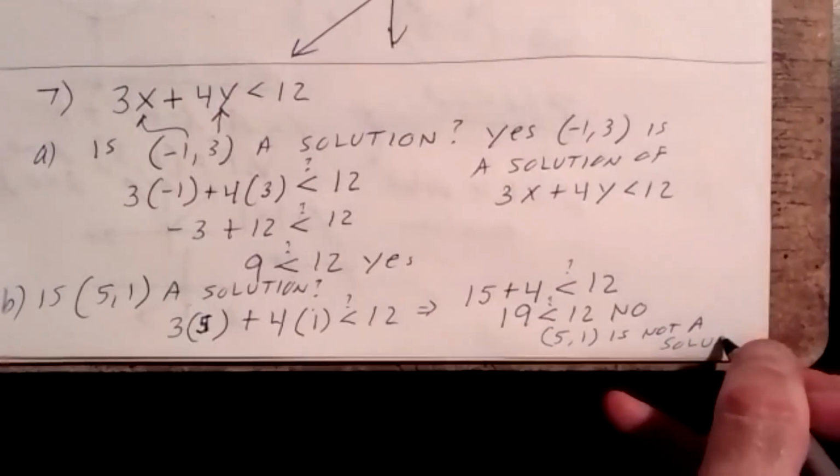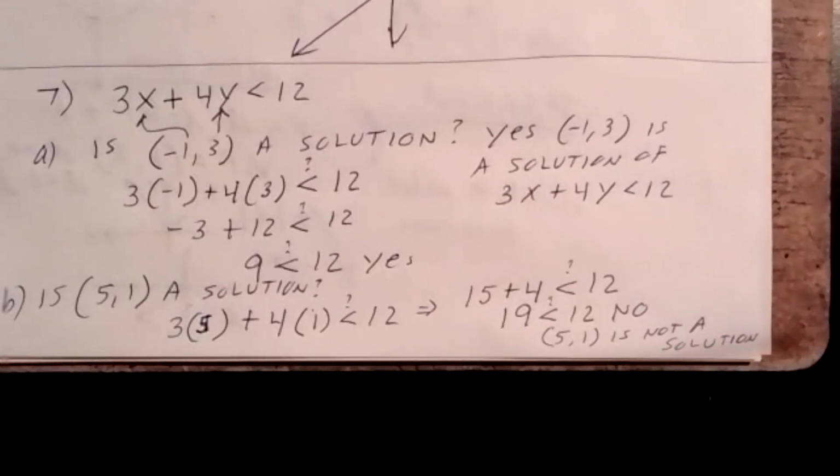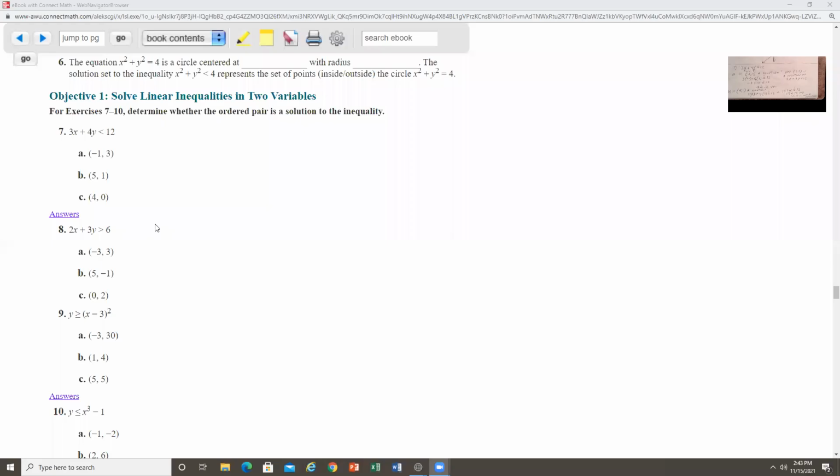Any questions how we're basically verifying whether an ordered pair is a solution to an inequality in 2 variables? Pretty simple task. Just replace the x variable with the x coordinate and replace the y variable with the y coordinate. And if upon simplifying, you discover that you get a true statement, then the ordered pair is a solution to the inequality. If you get a false statement, the ordered pair is not a solution to the inequality. All right, any questions how we're doing a problem like this?